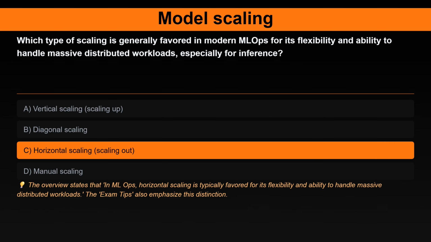The correct answer is horizontal scaling, scaling out. Here's the explanation. The overview states that, in MLOps, horizontal scaling is typically favored for its flexibility and ability to handle massive distributed workloads. The exam tips also emphasize this distinction.